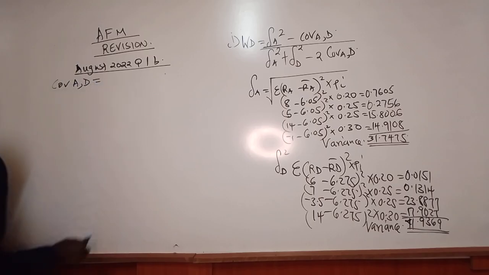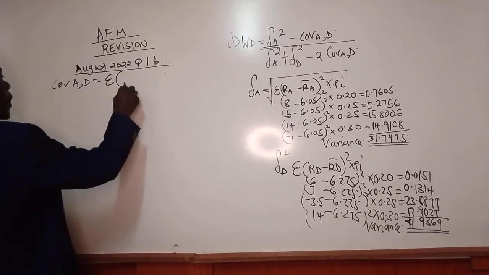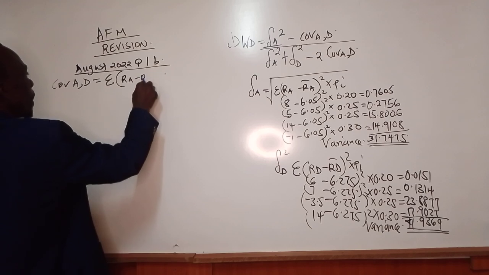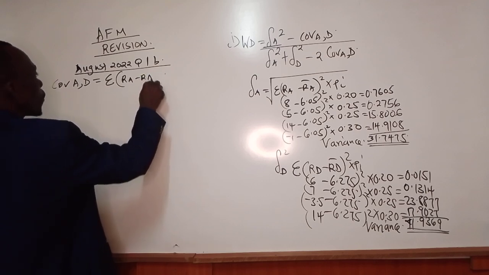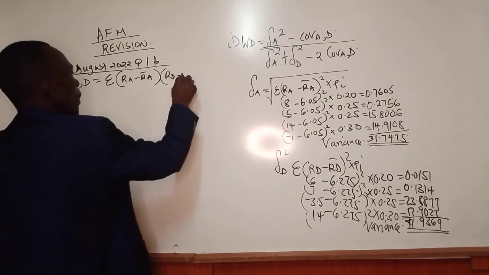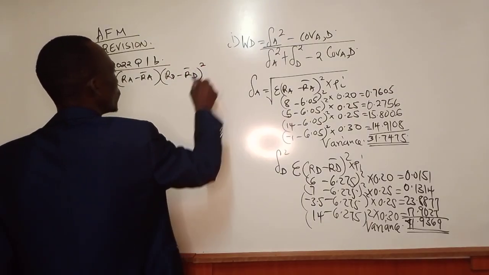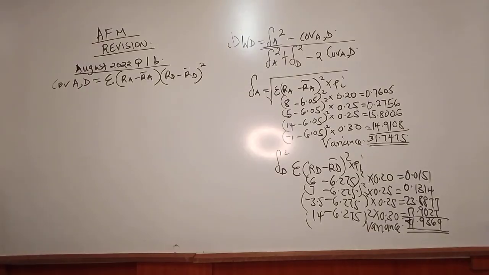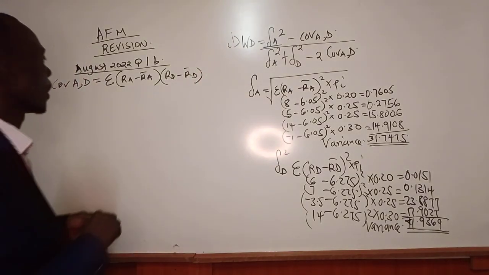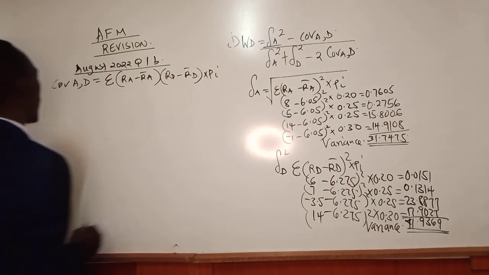The covariance of A and D will be given by the summation of what? Of the return of A minus the expected return of A. Then we have the return of D minus expected return of D. Then you don't square, you multiply by the probability. In this case, you multiply by the probability, that way.